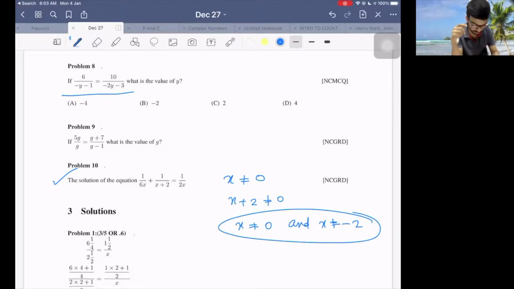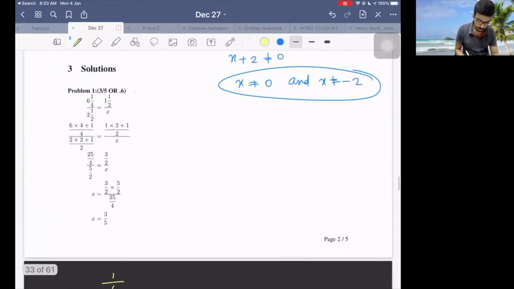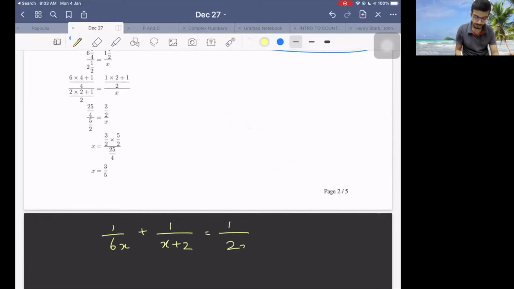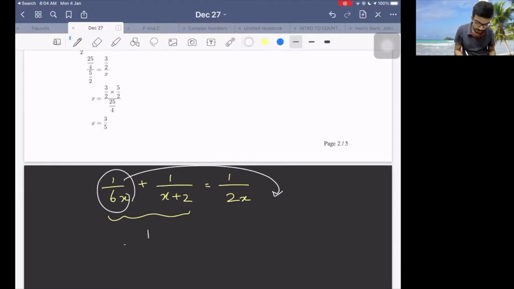So now let's move on to solving this question. What do we have here? We have 1 by 6x plus 1 over x plus 2 is equal to 1 by 2x. Now you might want to simplify this side right away, but it is easier if you take this 1 by 6x to the other side. You will see why. So we have 1 by x plus 2 is equal to 1 over 2x minus 1 over 6x.